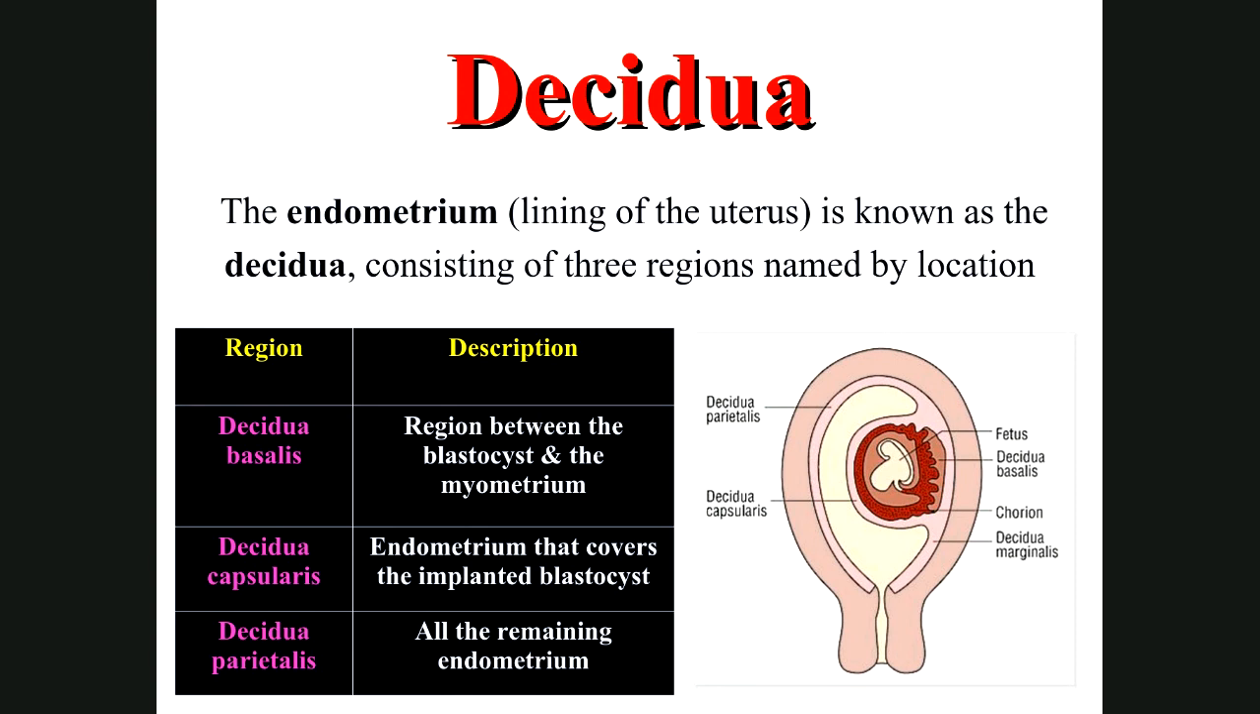As you can see here, the endometrium lining of the uterus, known as decidua, consists of three regions named by location. Decidua basalis is between the blastocyst and the myometrium, to be more precise. Capsularis covers the implanted blastocyst, as I said, that covers the conceptus, and decidua parietalis is all the remaining endometrium. And why does this happen? It happens because the stromal cells in the endometrium, the glands, increase, they become vacuolated and with lipid, and that causes this reaction to take place.